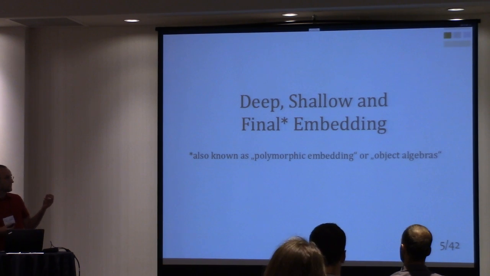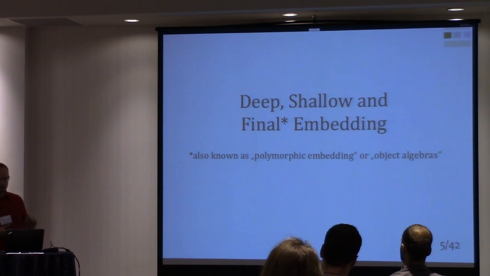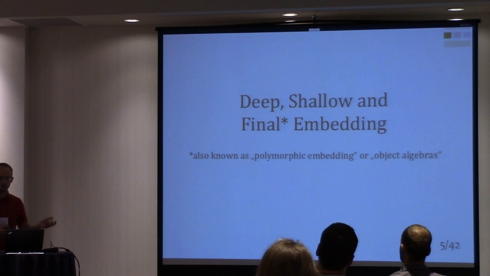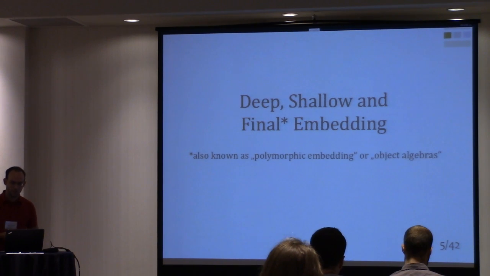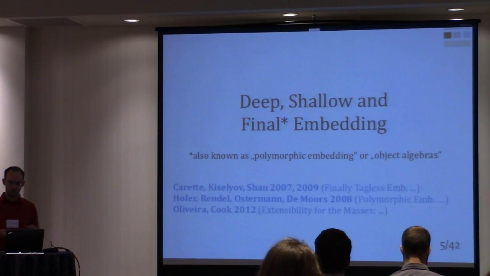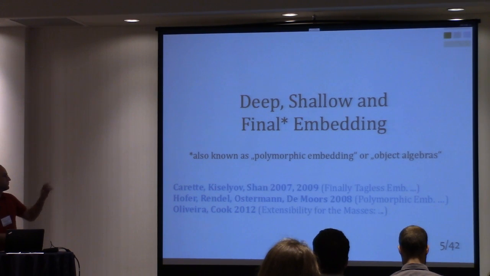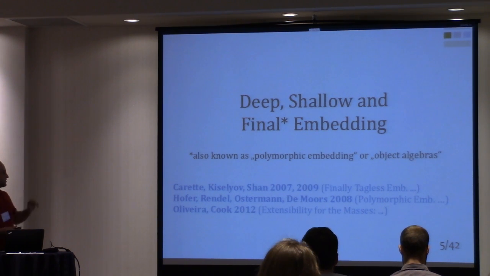So these are approaches for representing programs in programs. And since the programs we want to represent are essentially abstract syntax trees, this is also very much related to tree-shaped data. So final embedding is also sometimes called polymorphic embedding or object algebras. That depends a bit on whose papers you read. So I'm personally all for polymorphic embedding. But there are also good reasons for the other terms. Okay.